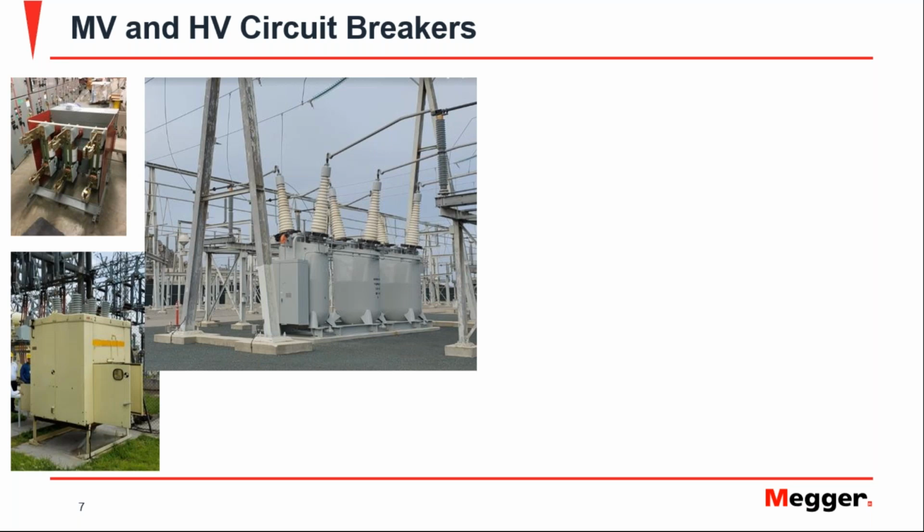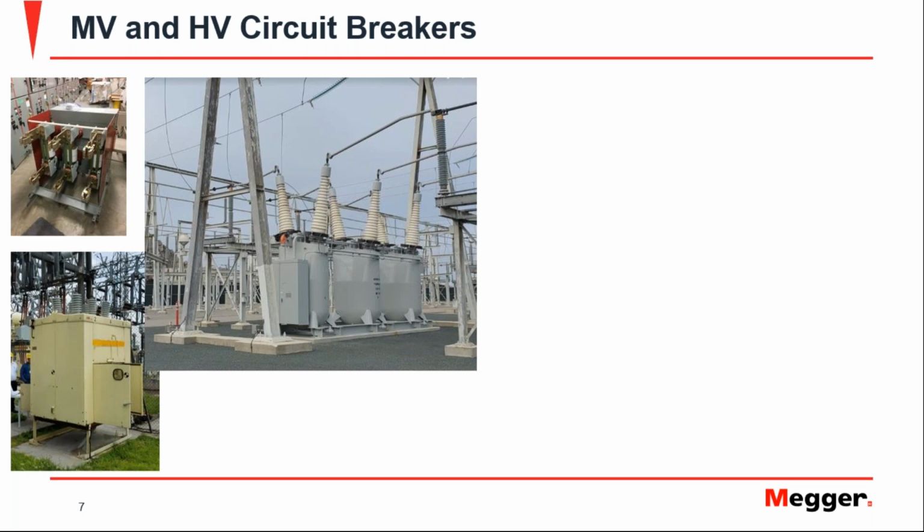Then we have here a bulk oil circuit breaker. Each phase has its own tank with a big volume of oil. These are not that common anymore. At least they are not being manufactured anymore. They're still common in the US, and as they are failing or getting to a point in their service life that might not be beneficial to keep maintaining them, they're replacing them with SF6 breakers.